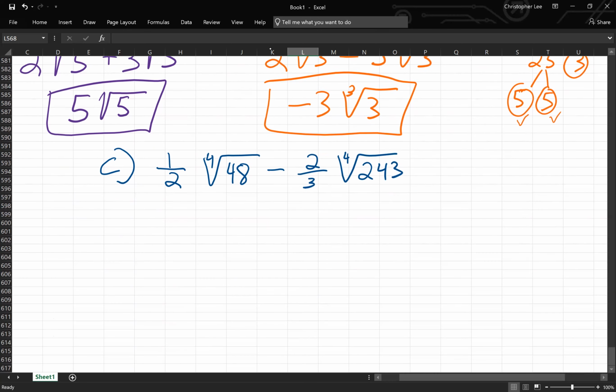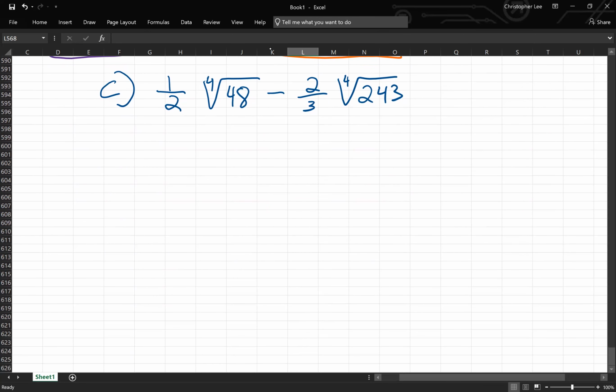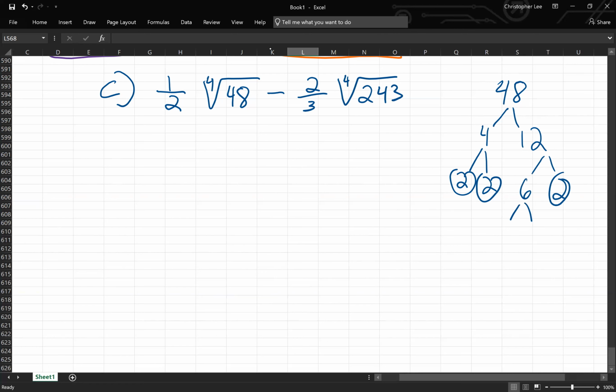Now, is there a perfect fourth that goes into 48? Like a perfect fourth number, something to the fourth power that goes into 48. Let's see. We know that 48 is what, 4 and 12? And then 4 is 2 and 2. And then 12 is what? 6 and 2, okay. And then 6 is 2 and 3, right? So I have 1, 2, 3, 4 2s, right?